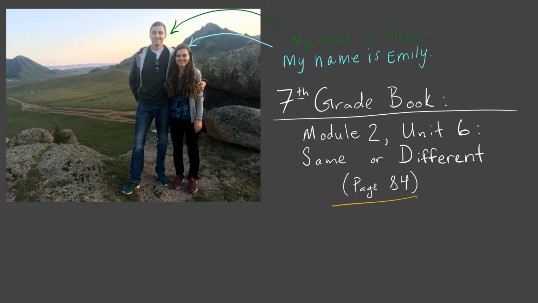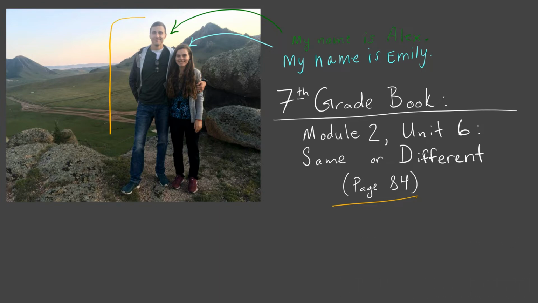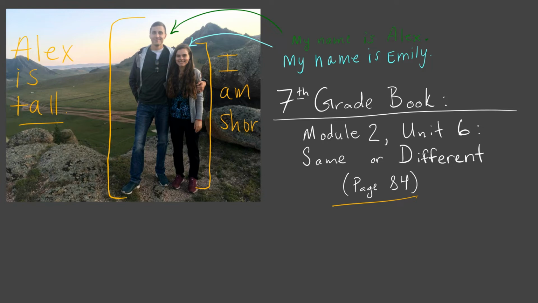So today's topic is comparative and superlative adjectives. First off, you might be wondering, what is an adjective? An adjective is a descriptive word. So for example, in this picture, if I want to describe Alex, I can say Alex is tall. And tall is the adjective. If I want to describe myself, I can say I am short. And short is the adjective.